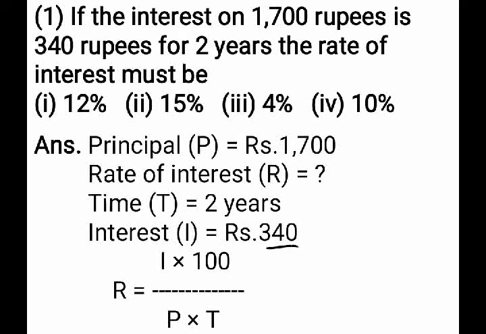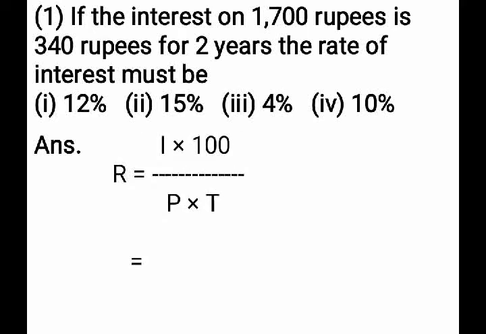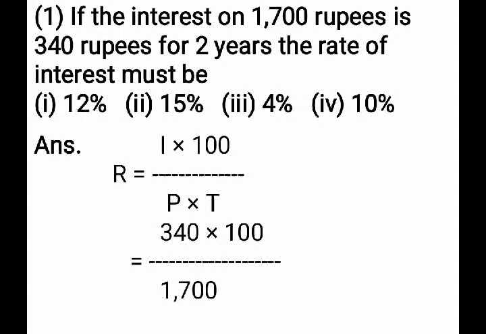Whatever interest is given, whatever principal is given, and whatever time is given, you have to substitute the values according to the formula of rate of interest. That is, rate of interest is equal to interest 340 multiplied by 100 upon principal 1700 into time 2. First you have to multiply this. How many zeros are there? When you multiply, total there are 3 zeros. So 3 zeros you have to put as it is in the answer.